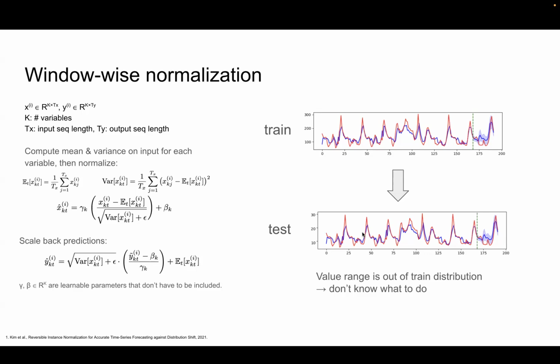So the idea is that after we do the normalization, everything has a mean of 0 and a variance of 1. And then during test time, your model will see the same mean and variance, and your model can perform more similarly to how it did during train time.